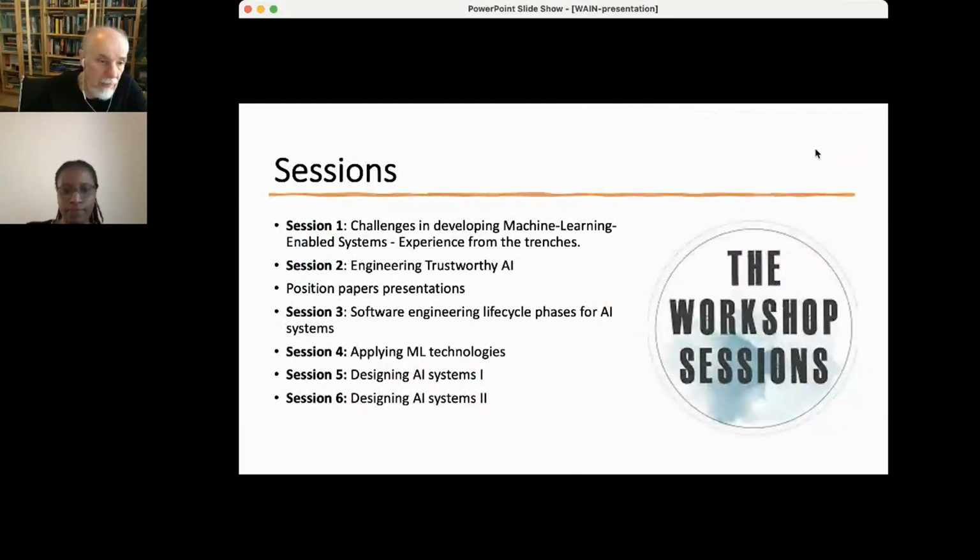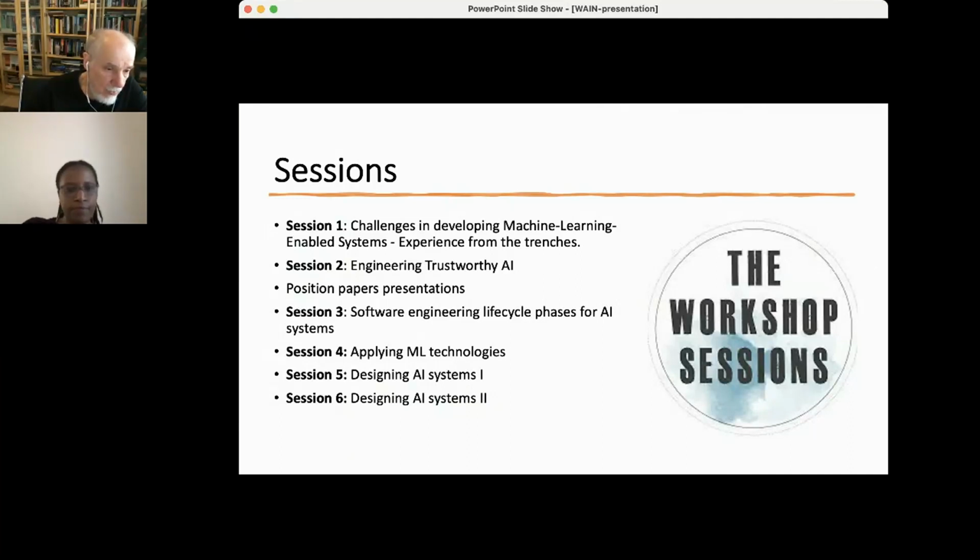And in between, we will have presentations of the papers from people who submitted and got accepted, in 6 different sessions, plus 1 position papers presentation. You can see that sessions are divided into describing challenges, showing experience in machine learning and building machine learning enabled systems. Then a specific session about engineering trustworthy AI, so talking about safety, security, dependability in general, and how that is related to properties of AI components, for example accuracy and performance.